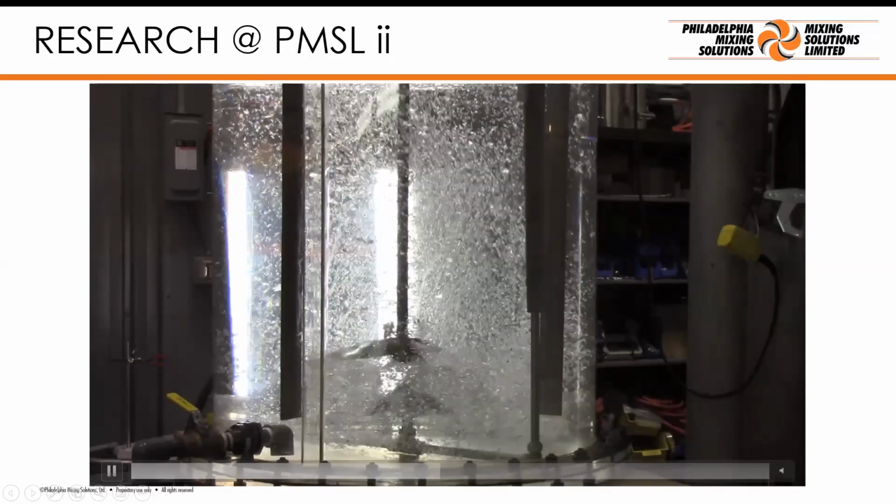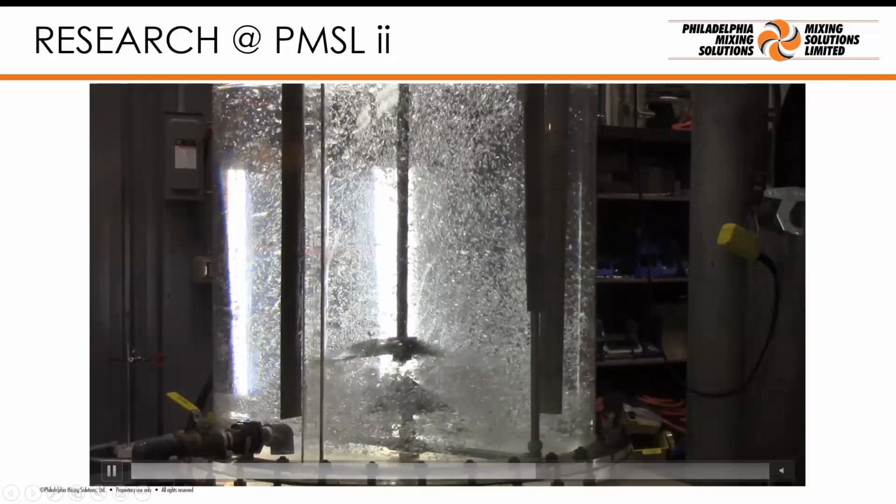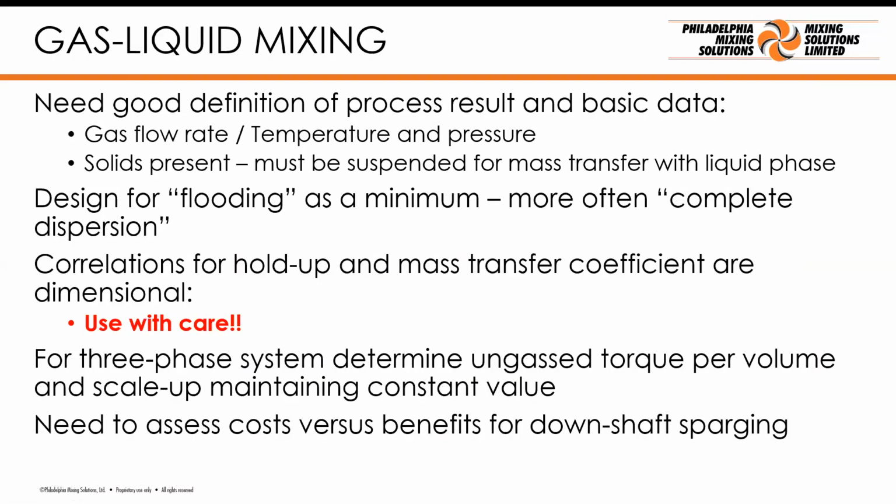So gas liquid mixing, we need, again, good definition of process result, basic data, gas flow rate, temperature, pressure. Are there solids present? If there are, they have to be suspended for mass transfer. We're going to design for flooding as a minimum, but more often complete dispersion. If we know nothing about the reaction, we are going to design for the complete dispersion speed.